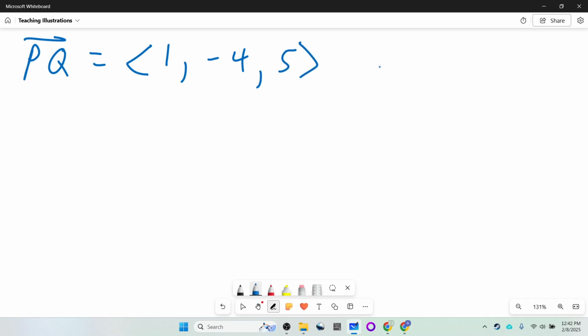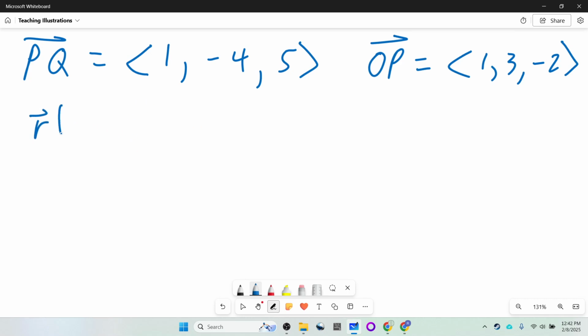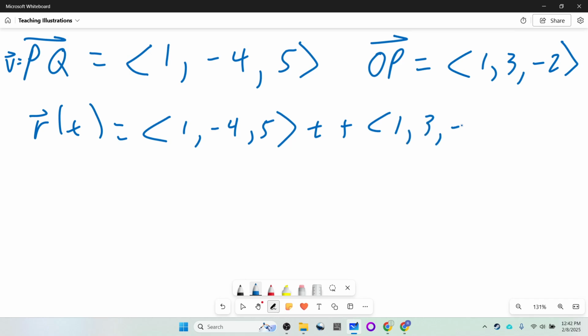And then a starting point: if we make P our starting point, then OP, which is the vector connecting the origin to our starting point, is <1, 3, -2>, because the vector is still based at the origin. So then r(t) would be the vector, where PQ is the velocity vector, <1, -4, 5>t + <1, 3, -2>. And time goes from 0 to 1.